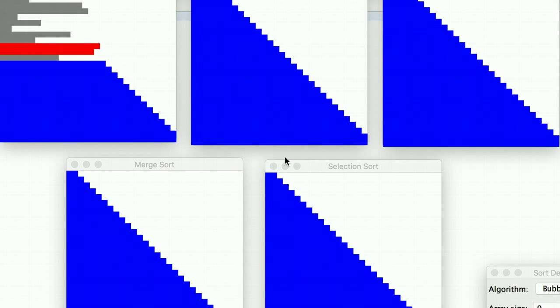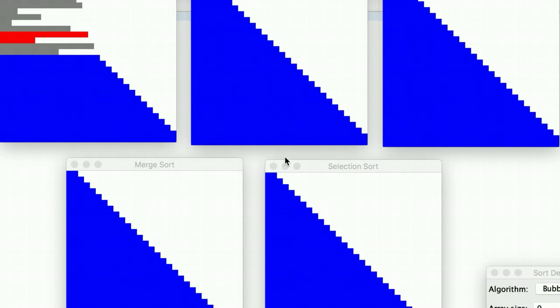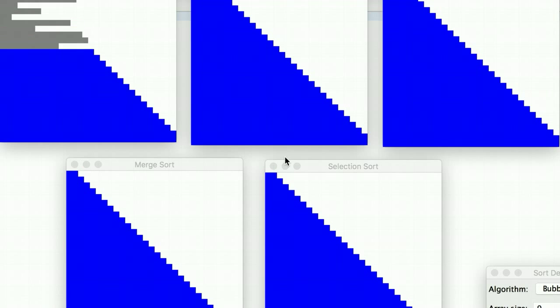So as we're seeing, most of the algorithms are complete. Bubble sort is still executing. And it will still take some time before it completes, and it takes O of n squared worst case complexity.